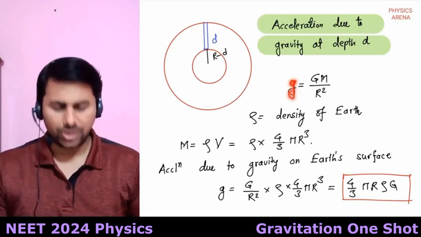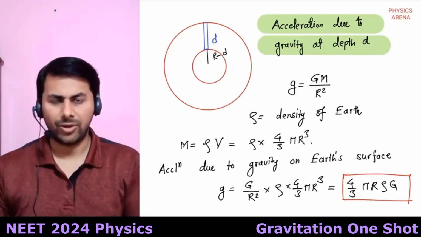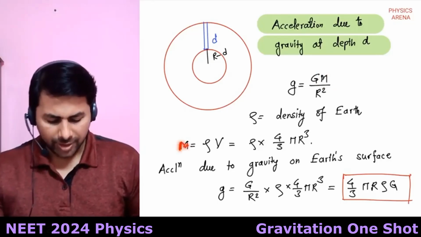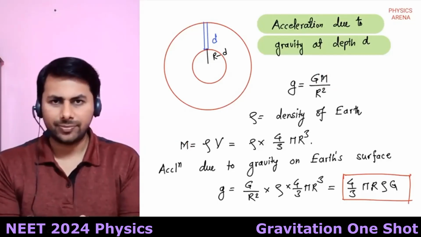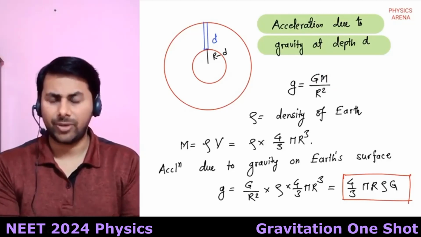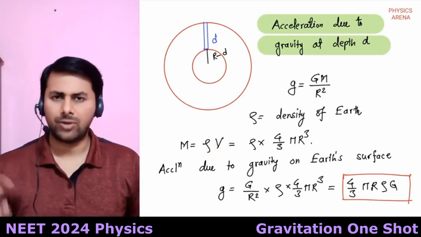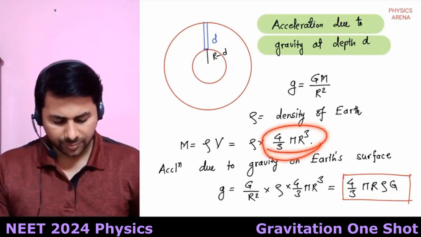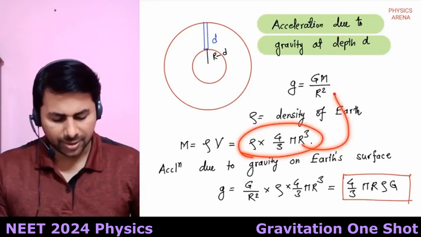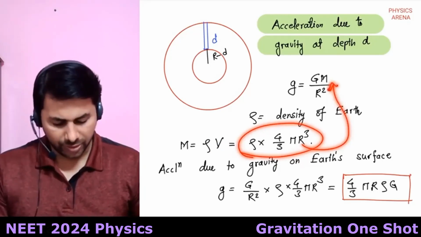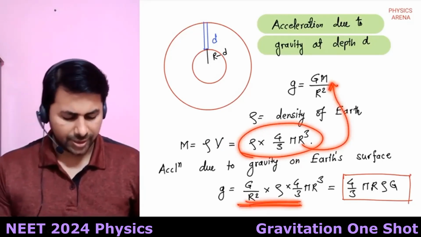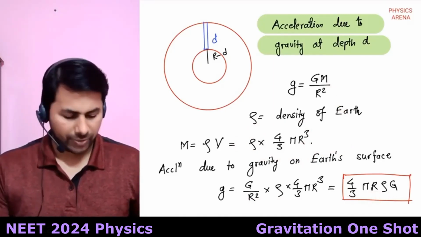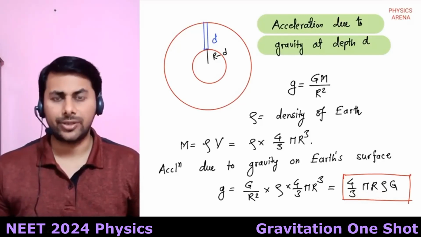So this is simple. We write g equals GM upon r squared. We already got this. Then we put the mass of earth as density multiplied by volume. And what is the volume? The volume is 4 by 3 pi r cubed. So if you substitute density multiplied by 4 by 3 pi r cubed in this formula, we get g = 4 by 3 pi r rho G.